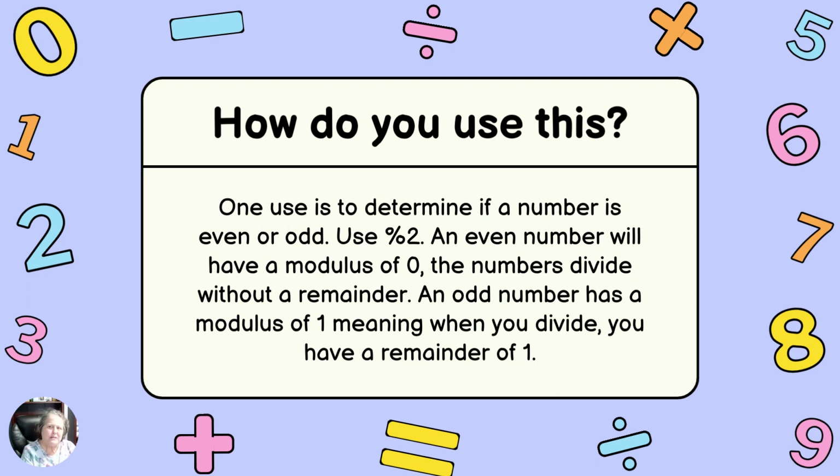So how do you use this? There are many different reasons why you would need to know the modulus. But the main reason for this course is when you're determining if a number is even or odd. You would use percent sign 2. An even number would have a modulus of 0. The numbers divide without a remainder. An odd number has a modulus of 1, meaning when you divide, you have a remainder of 1.